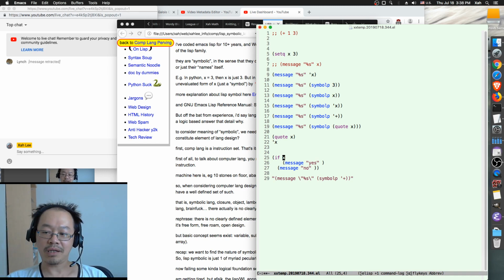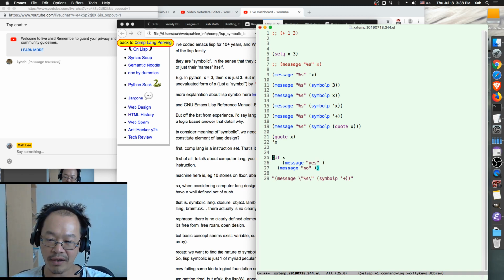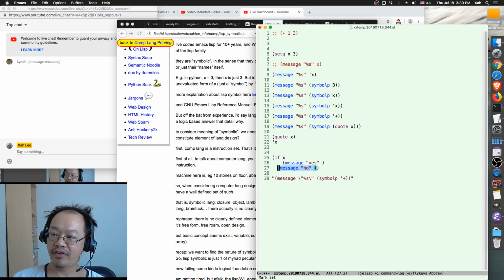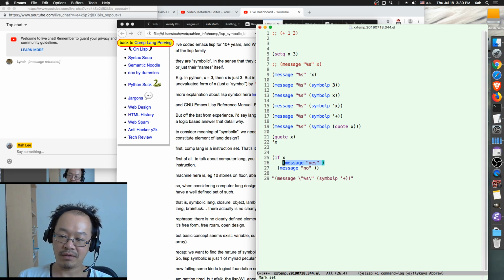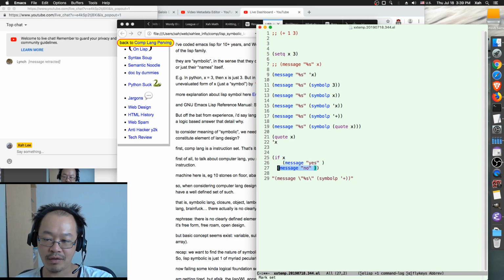Then the arguments to a function. If it's a function, right now we have three arguments: x, and that, and that. Three arguments. Now, normally, when you call a function with arguments, the arguments themselves will be evaluated. So x will become 3, for example, and this message will print right away, like evaluate. It will print yes, and then here it will print no.